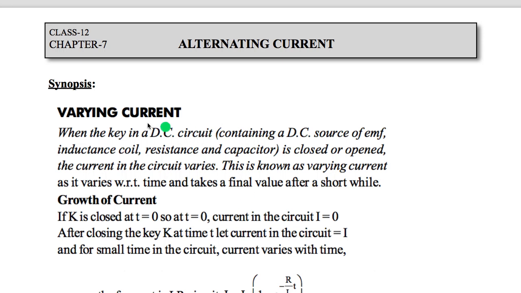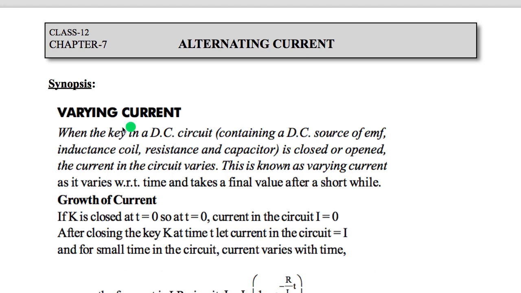Hello students, in this video we are going to discuss the varying current, growth current, decay current, LC oscillation and transformers. Okay, come to the topic. A varying current. What is the varying current? Here the current is varying with respect to time. That is a varying current.